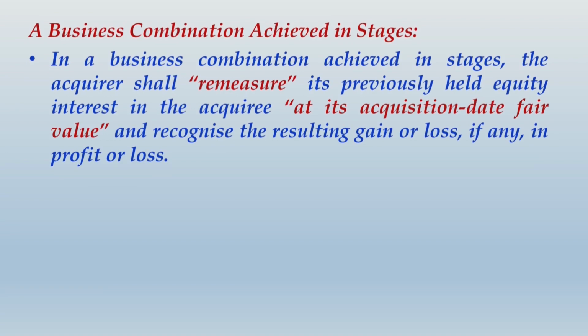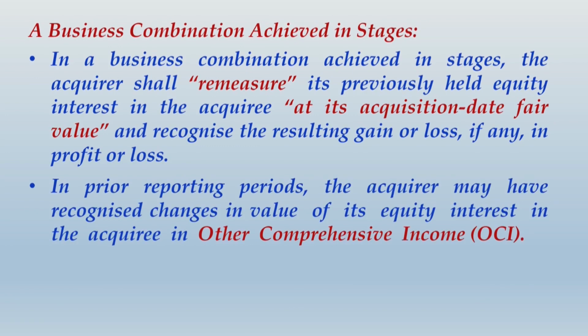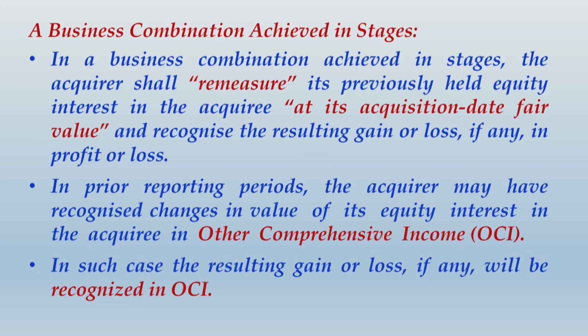In a business combination achieved in stages, the acquirer shall remeasure its previously held equity interest in the acquiree at its acquisition date fair value and recognize the resulting gain or loss, if any, in profit or loss. In prior reporting periods, the acquirer may have recognized the changes in value of its equity interest in the acquiree in other comprehensive income. In such case, the resulting gain or loss, if any, will be recognized in OCI. So friends, first of all, write up these points and then I will give you notes further.